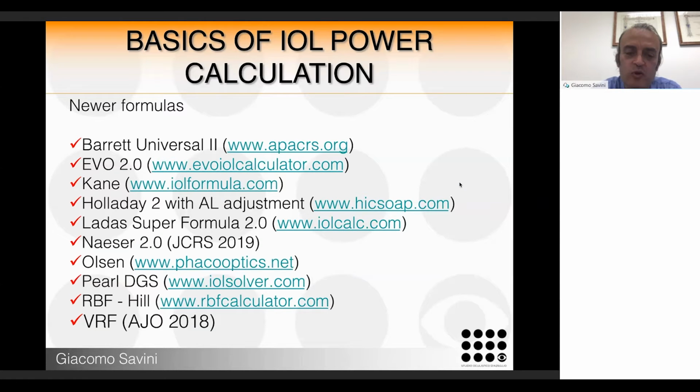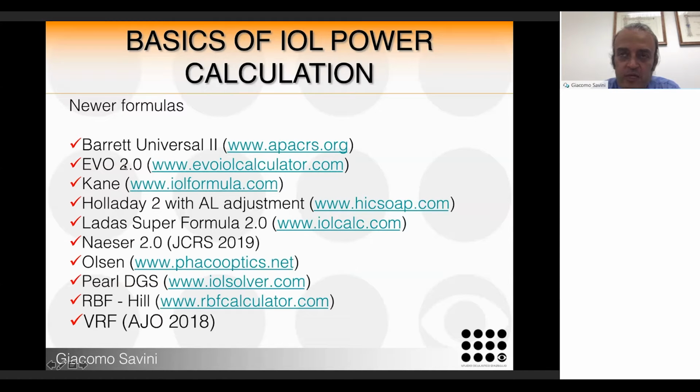But now we have also all these other formulas. I will not talk about any one of these because it would take too much time, and I have to talk about the Pentacam AXL Wave and not about the formulas. If you want to take a screenshot, you can go and use most of them for free on the web, as you can see from these addresses. You all know the Barrett Universal 2.